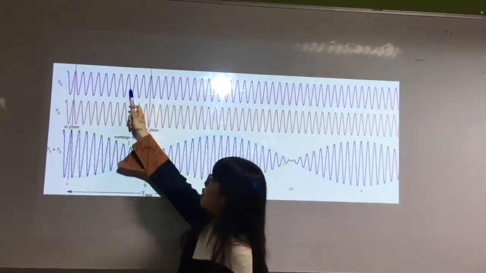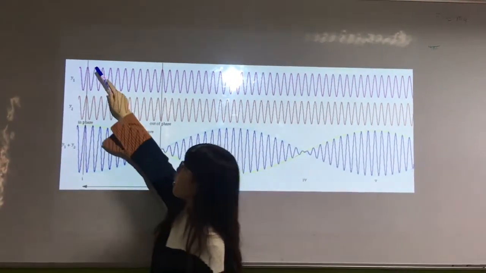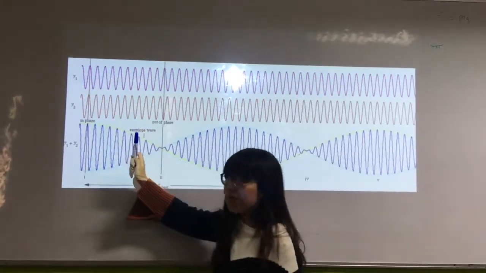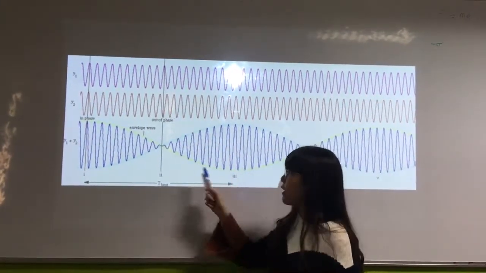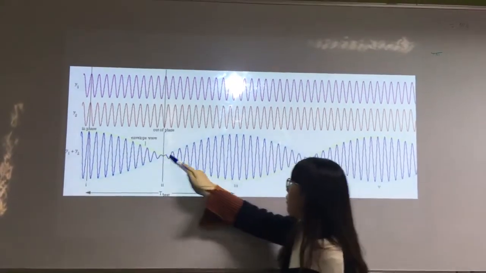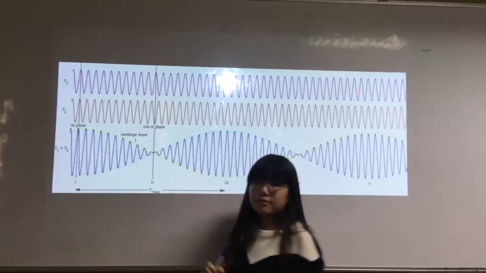These two graphs have a slightly different frequency, and when the graphs are in phase, it's constructive, hence the sound is loud. However, when they are out of phase, it's destructive and it's soft. So it's going to be loud, soft, and loud. And from here to here, that will be one beat.